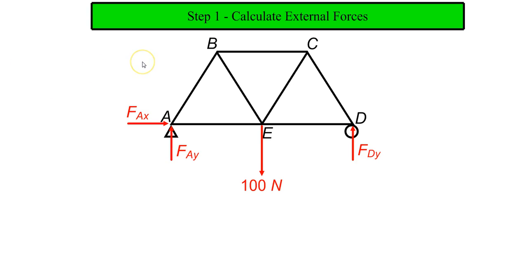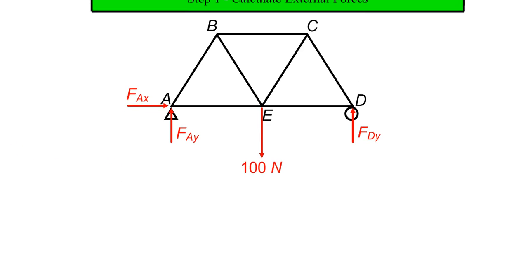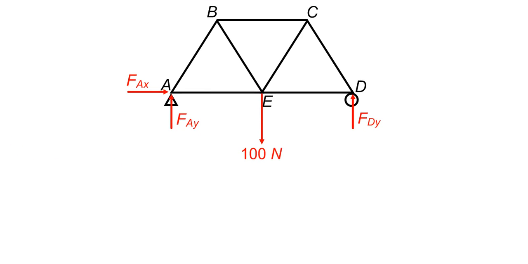The first thing, step one, is always calculating the external forces. On this diagram, we've got the force at A in the X direction and the force at A in the Y direction, because that's our pin. Here's our other external reaction force at the roller at D in the Y direction, and then here's our 100 Newton force. So we need to calculate the external forces for this case.